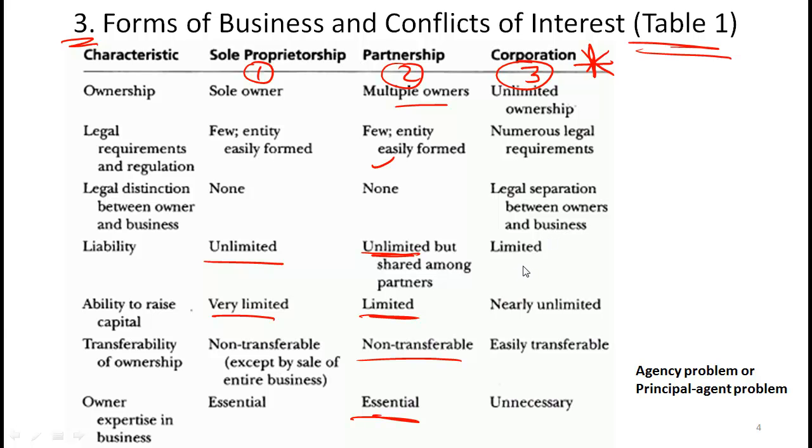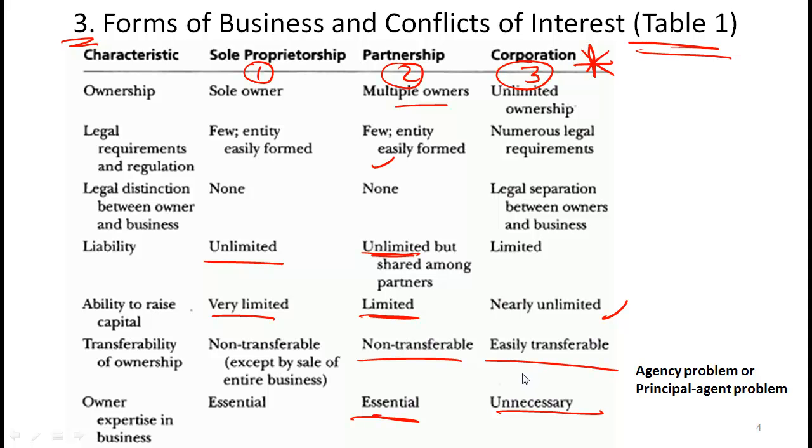Liability is limited. So if the business does something that's wrong and is sued, the most it can lose is its assets. People can't go after the assets of the owners. Okay, ability to raise capital is very high. Easily transferable ownership, shares trade very easily on the stock market, and it's not necessary for the owner to have expertise in the business. So this looks very good, but what are the issues?